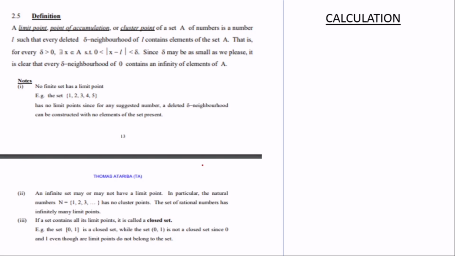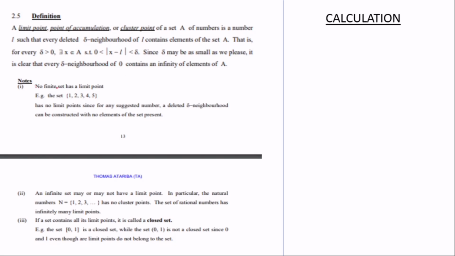Now a limit point, which is the same as a point of accumulation or the cluster point of a set A of numbers, is a number I such that every deleted neighborhood of I contains elements of the set A. That is, for every sigma greater than 0. So what it means is that since sigma may be as small as we please, it is clear that the deleted neighborhood of 0 contains an infinite number of elements of A. Yes. So look at this. We should note this.